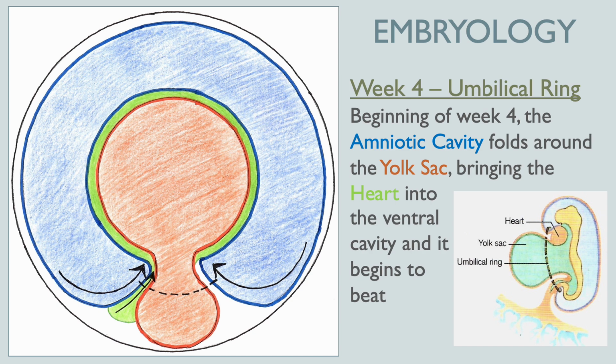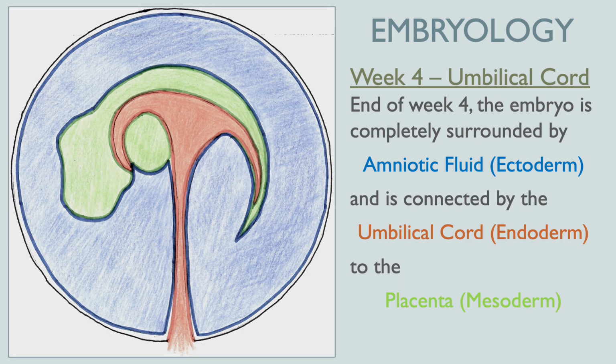At the beginning of week 4, the ectodermal amniotic cavity starts wrapping around the endodermal yolk sac, creating the umbilical ring. At the same time, the first flexion of the neural tube folds the mesodermal embryological heart into the ventral body cavity, where it begins to beat. By the end of week 4, the embryo is completely surrounded by the yang energy of the amniotic fluid and is connected via the yin energy of the umbilical cord to the endless potential of the placenta.